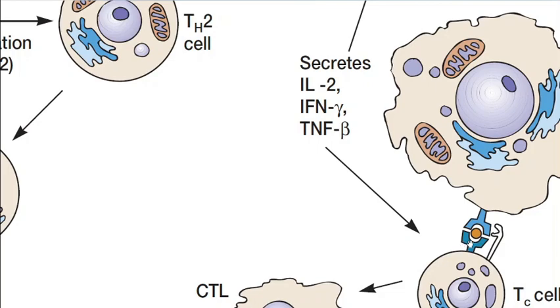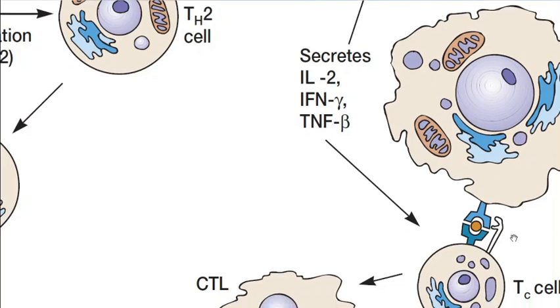The second signal is the same as in Th1 activation, that is B7 and CD28. CD28 is present on the surface of the TC cell, and B7 is present on the surface of the APC cell. These two connect to each other and provide the second signal for the activation of the TC cell. But the TC cell is not activated by these two signals alone. The third signal is interleukin 2, secreted by the Th1 cell. When interleukin 2 is present in that environment, only then is the TC cell activated.